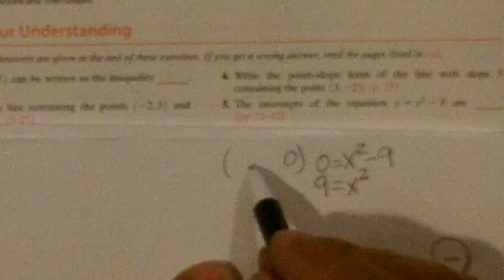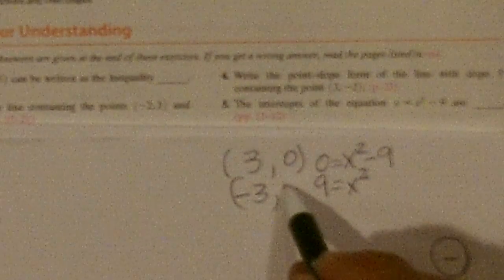5. The intercepts of the equation are, so if we make y be 0, so that we can find x-intercepts. If y is 0, I have 0 equals x squared minus 9. Add 9 to both sides, and I get 9 equals x squared. Take the square root, and I get x would have to be 3 or negative 3. So there's the x-intercepts.